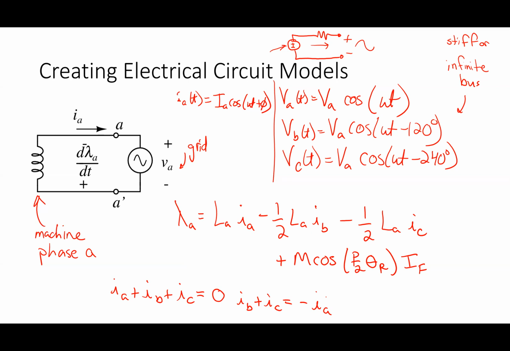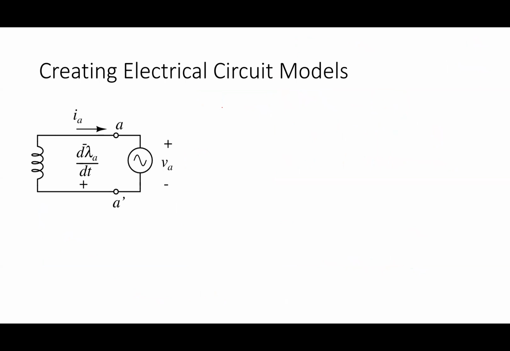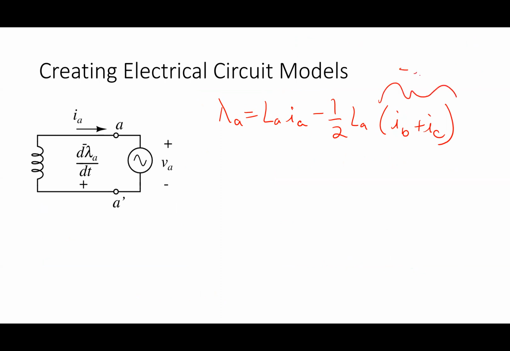So if I take this thing right here and look at it, lambda A equals LA IA minus 1/2 LA times IB plus IC. That's equal to negative IA. I like that because that makes that negative go away, right? And then there's this M cosine P over 2 theta R times IF, like that.